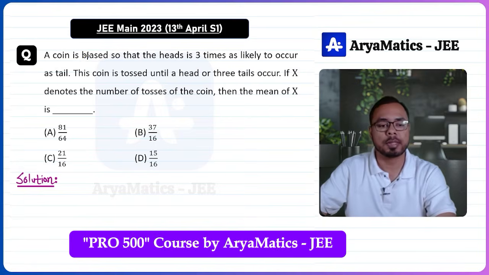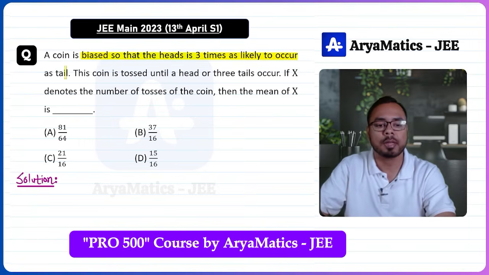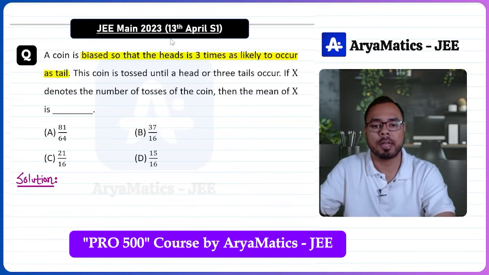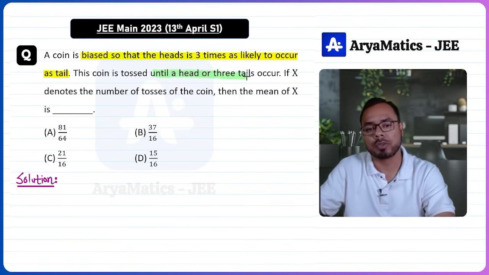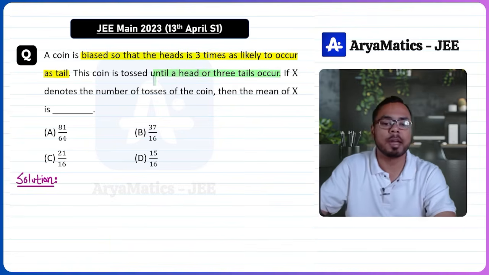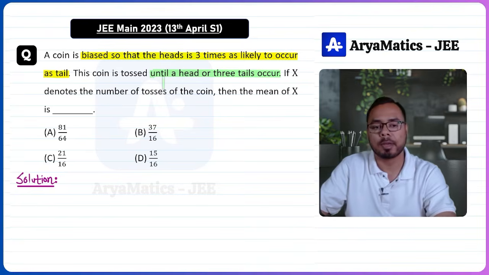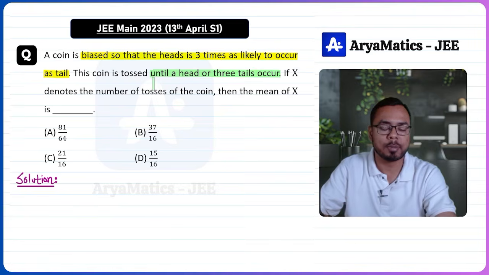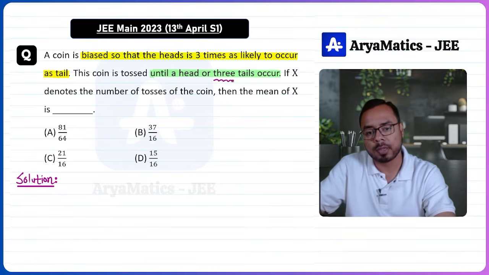A coin is biased so that the probability of head is 3 times the probability of tail, right? Head is 3 times as likely to occur as tail. The coin is tossed until we get a head or we get 3 tails, right? So for example, if the first toss has resulted in head, then we'll stop tossing the coin. But if the first toss is tail, again we'll toss the coin. If the second toss is head, again we'll stop tossing the coin. And if the second toss is tail, again we'll toss the coin, and there will be a maximum of 3 tosses, right?